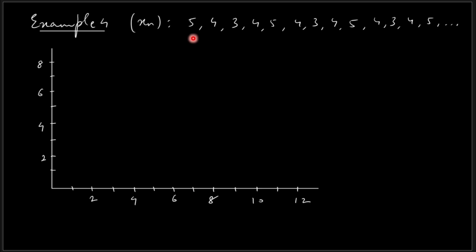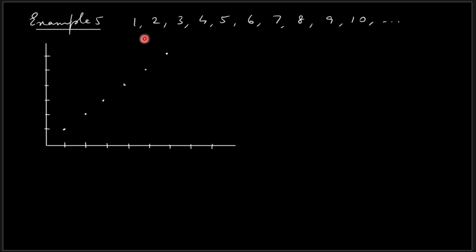For the fourth sequence, we consider this: 5, 4, 3, 4, 5, 4, 3, 4, 5, 4, 3, 4, 5 and so on. So if we plot this using a similar process, we get this zigzag kind of thing, right? So the terms of the sequence follow a zigzag pattern.